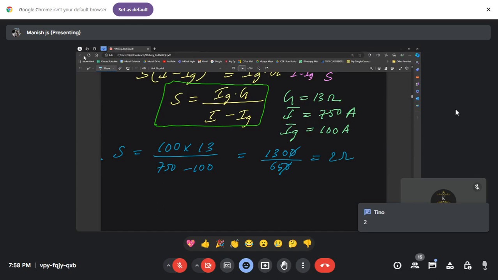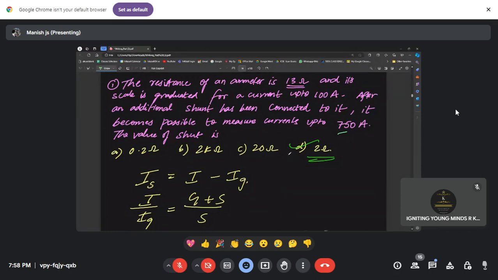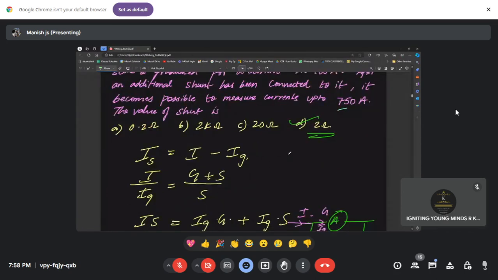Yes, sir, 2 ohms. So you'll be getting 2 ohms. So the answer is option D. Okay, so option D is 2 ohms. So 2 ohms is basically the amount of shunt that needs to be calculated here for the conversion. So the answer is 2 ohms.